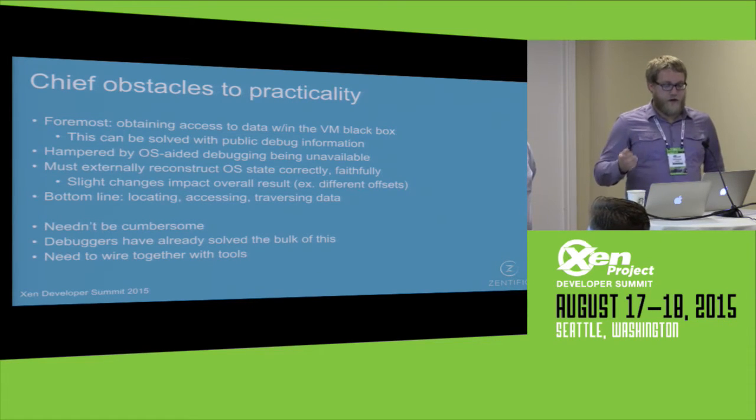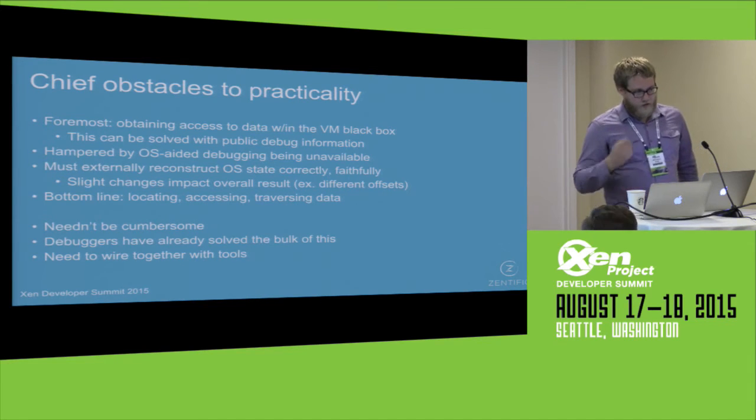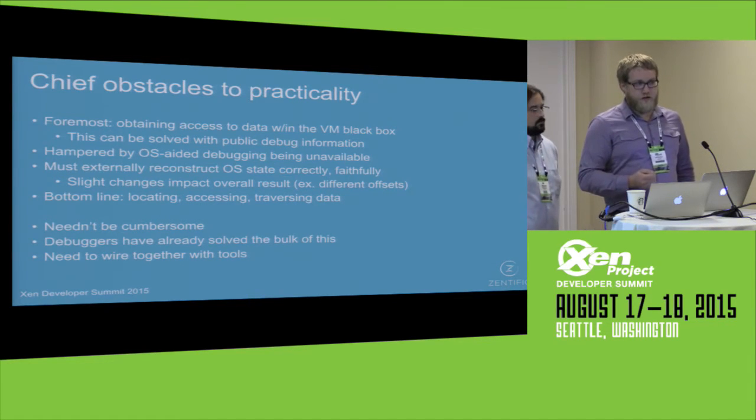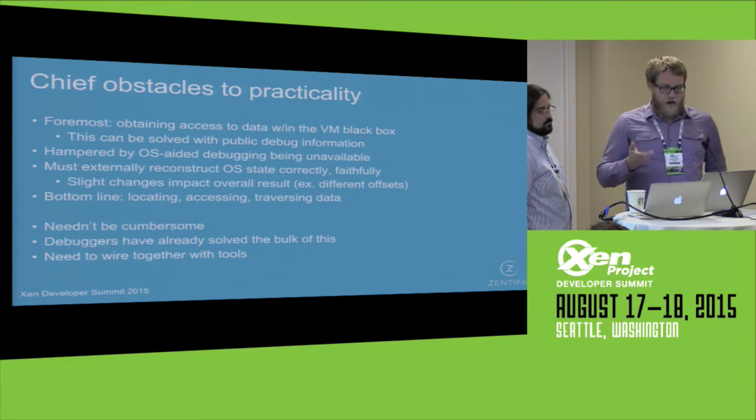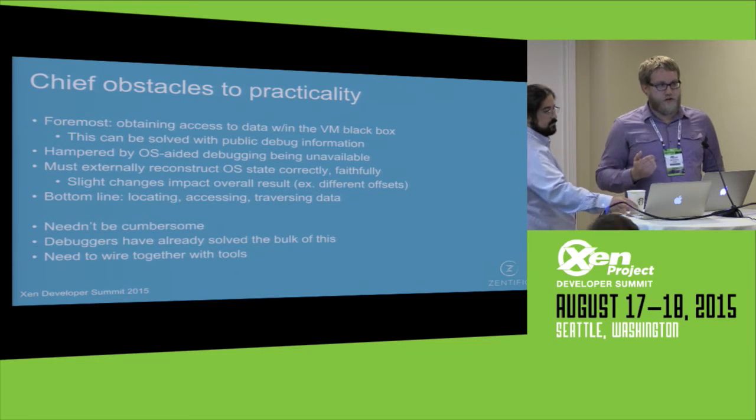It also is hampered by the fact that we don't have the OS assisting with debugging. We are doing this by hand. We are doing this ourselves. So it is a timely process currently. It requires a little bit of effort in order to access this information. And like I said before, we do have to maintain that external state ourselves.